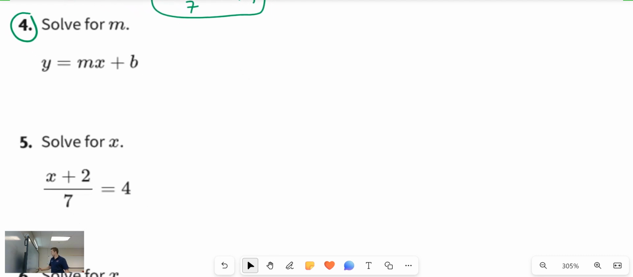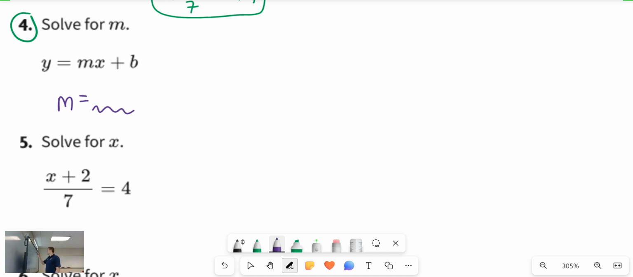All right, we're solving for m again. We're going to do this one in purple. All right, so we need m equals something. That's our goal, right? m equals something. All right, so we start with y equals mx plus b.